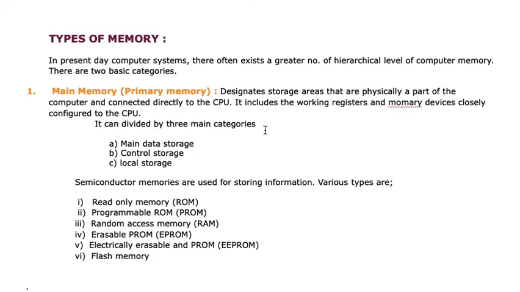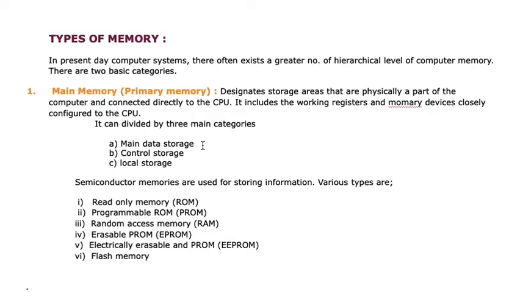It can be divided into three main categories. First one is main data storage. Second one, control storage. And third one is local storage. The main data storage, we can say primary storage. The main memory or primary storage are terms which designate storage areas that are physically a part of the computer and connected directly to the CPU. It includes the working registers and memory devices closely configured to the CPU. Primary storage can be divided into three main categories, as I said, so we can go one by one, starting with main data storage.